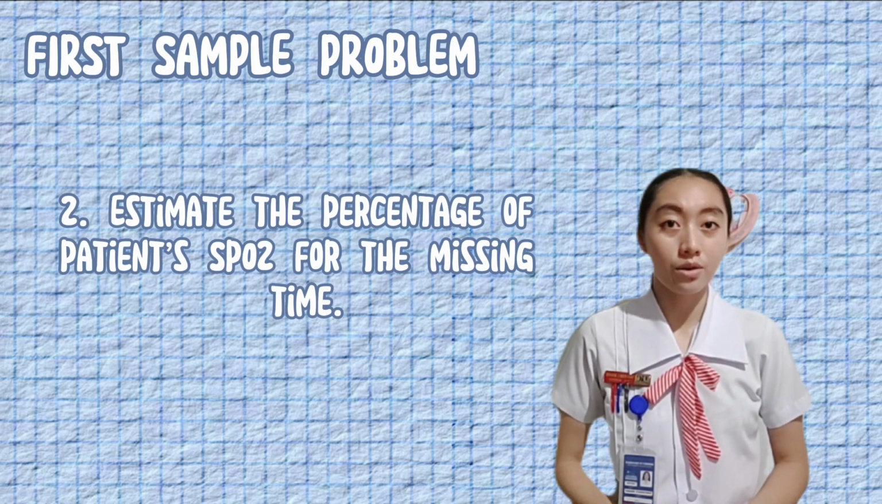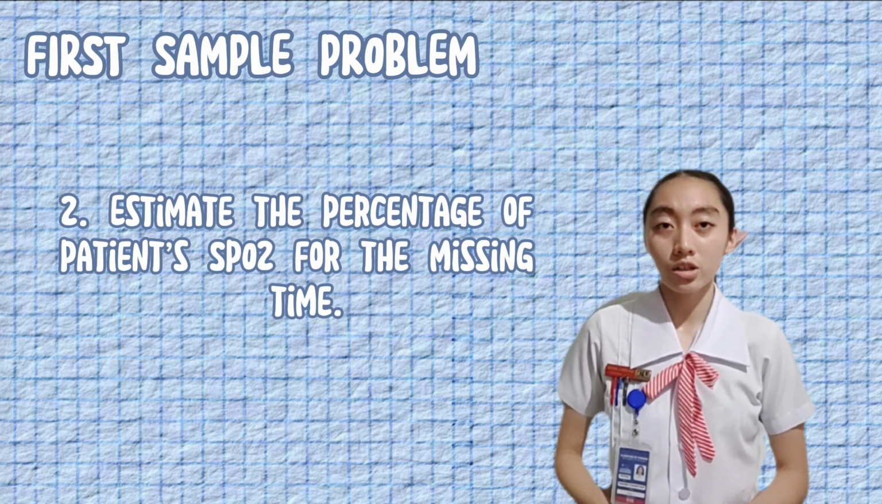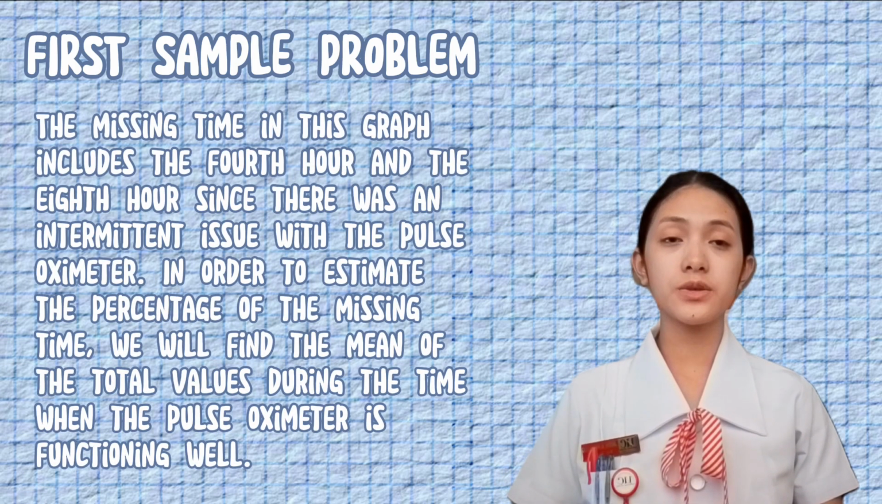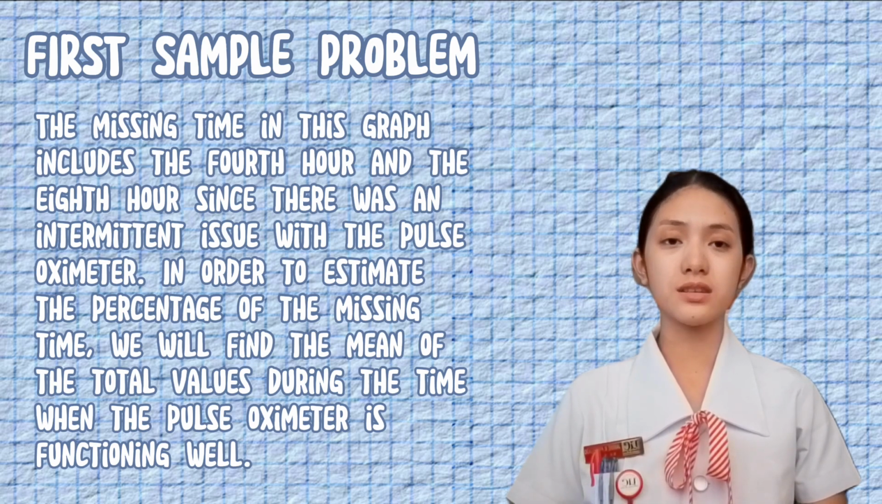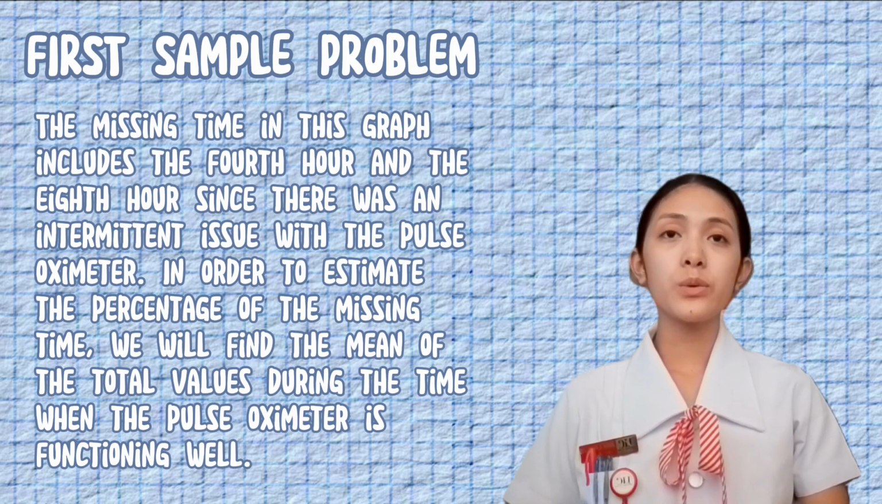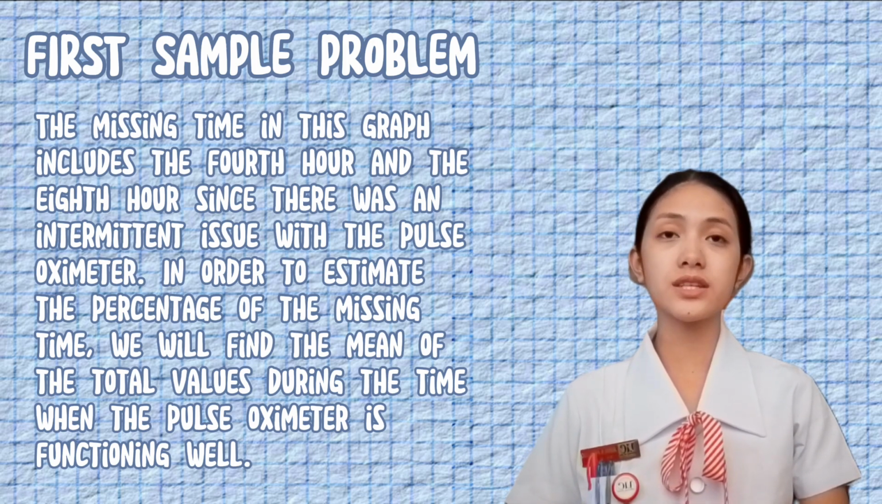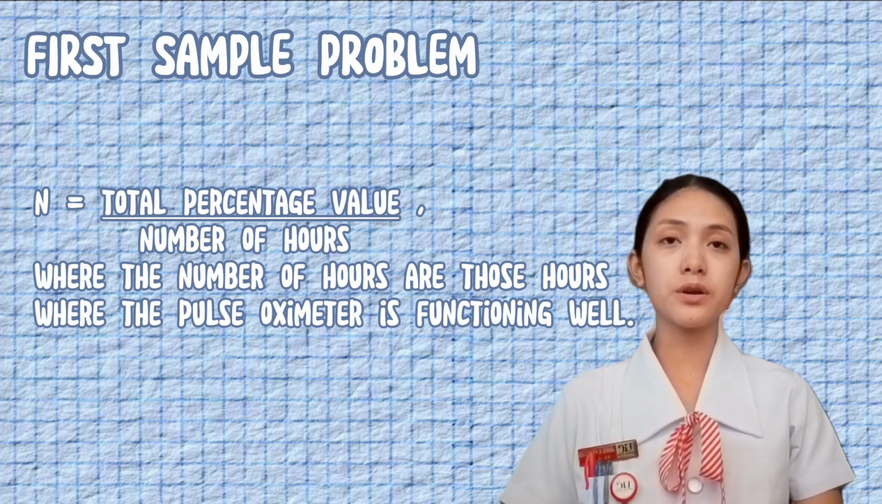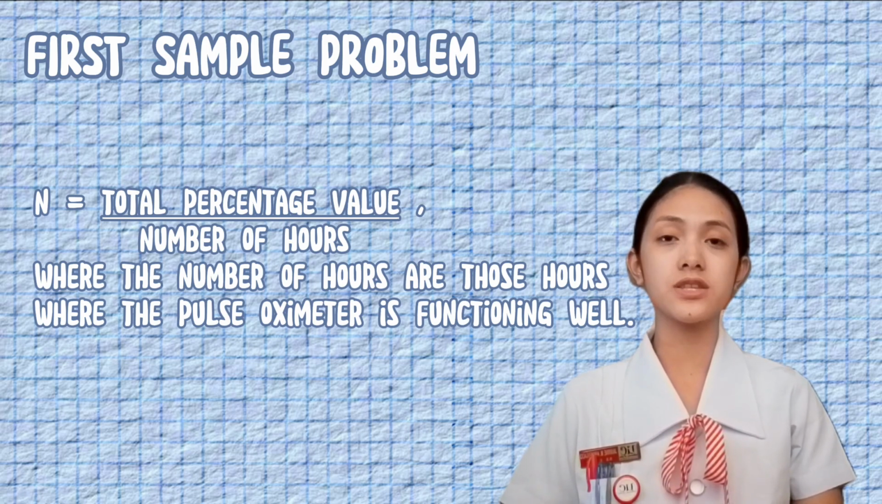Second, estimate the percentage of patients' oxygen saturation level for the missing time. The missing time in this graph includes the 4th hour and the 8th hour, since there was an intermittent issue with the pulse oximeter. In order to estimate the percentage of the missing time, we will find the mean of the total values during the time when the pulse oximeter is functioning well. So n is equal to total percentage value over number of hours, where n represents the estimated missing time and the number of hours are those hours when the pulse oximeter is functioning well.